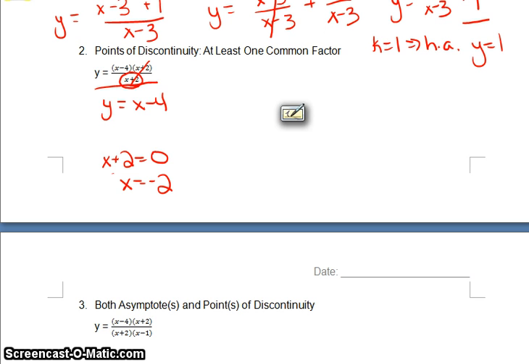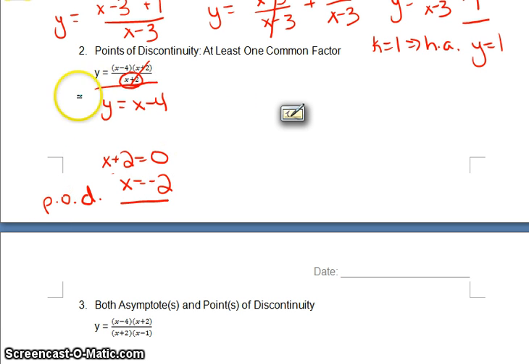So even though they were able to cancel out, in the original function we still have this non-permissible value there. And that in itself will affect the graph, and it will give you a hole or a point of discontinuity, which I usually label as POD, and that there is equal to negative 2.